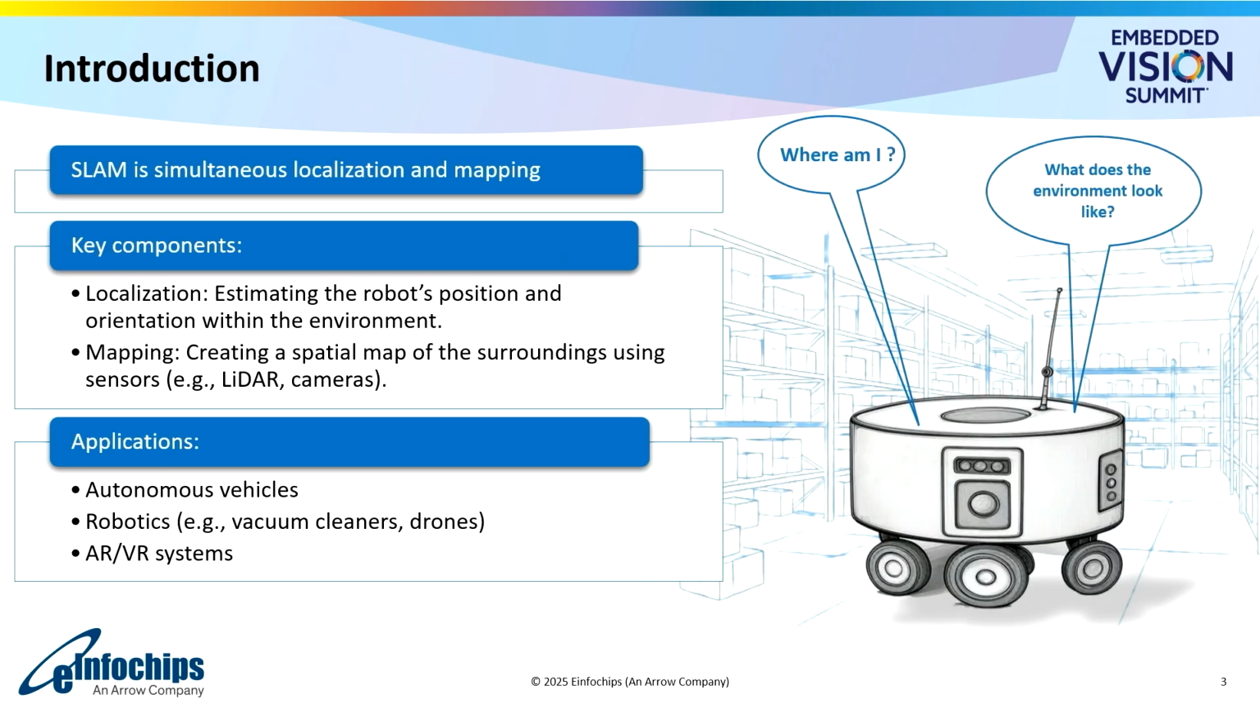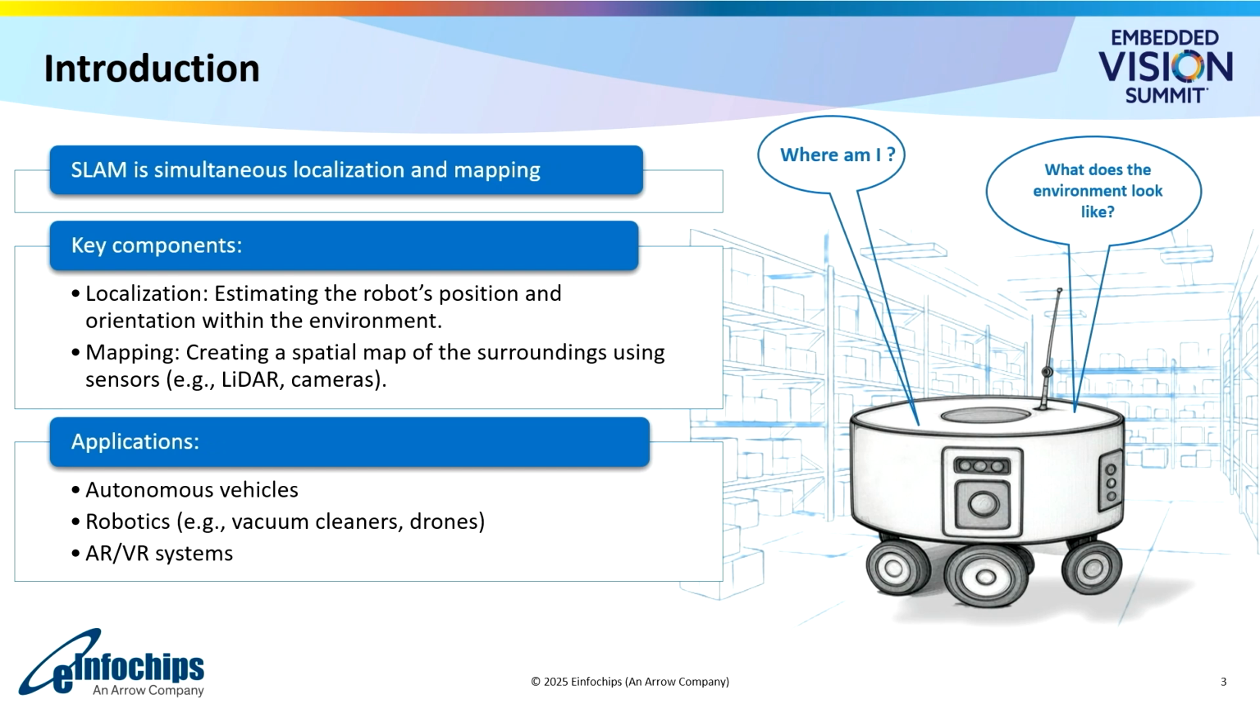SLAM stands for simultaneous localization and mapping. Essentially, in the context of robotics, it provides answers to two questions. Where am I? Which is essentially the localization component of SLAM, which provides the robot's position and orientation within the environment. And the second question is, what does the environment look like? The mapping part answers that question. Using the sensors, it generates a map of the robot's surroundings.